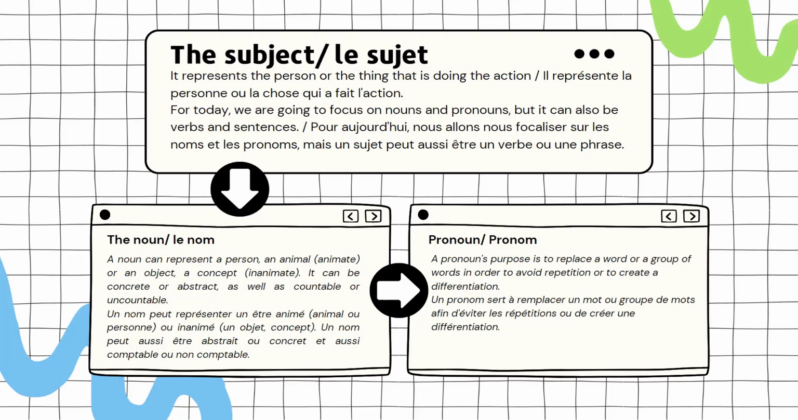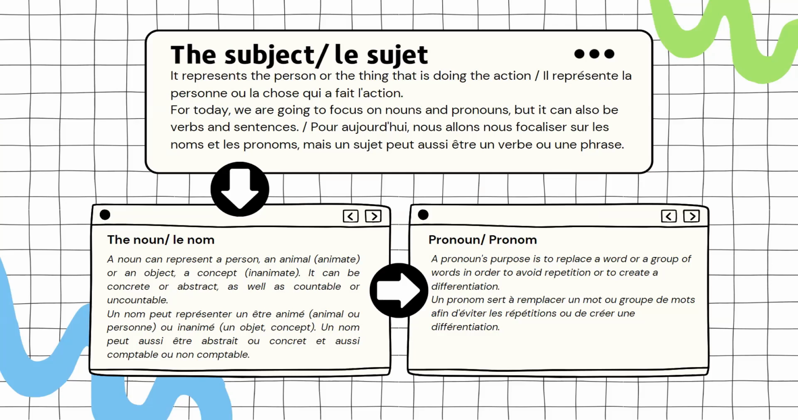As I said, we're going to look at nouns and pronouns. So, the noun. A noun can represent a person, an animal, or an object. A noun can represent a person or an animal. In that case, we're talking about animated nouns, or an object, a concept, a feeling, an idea. In that case, we're talking about inanimated nouns.